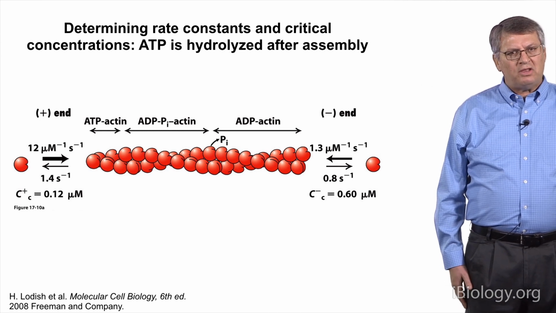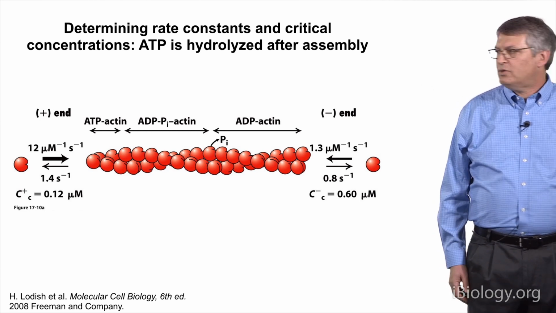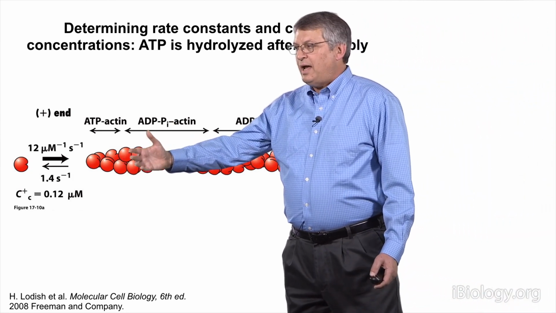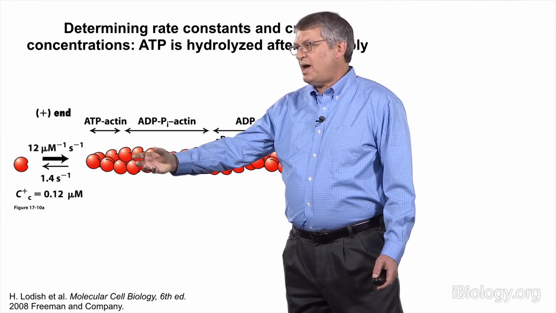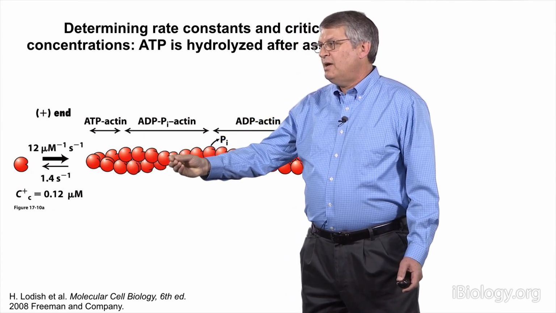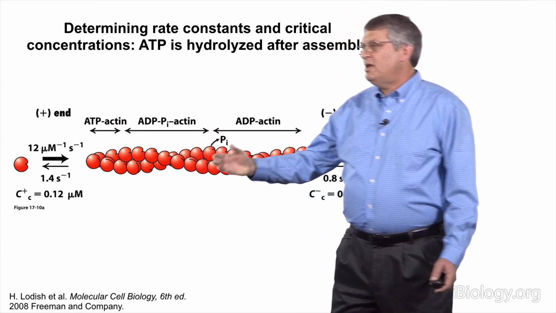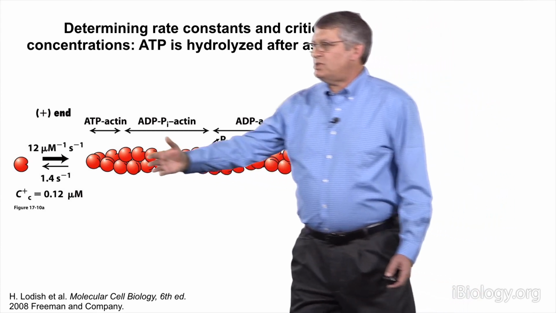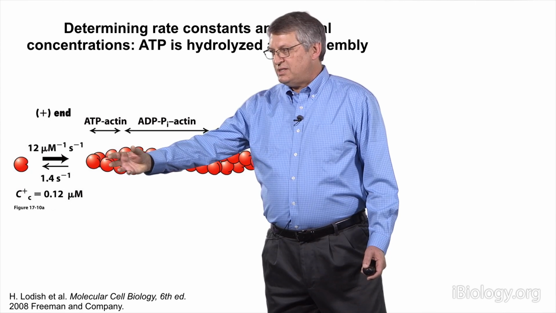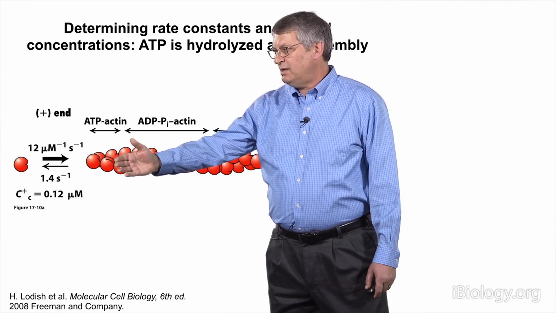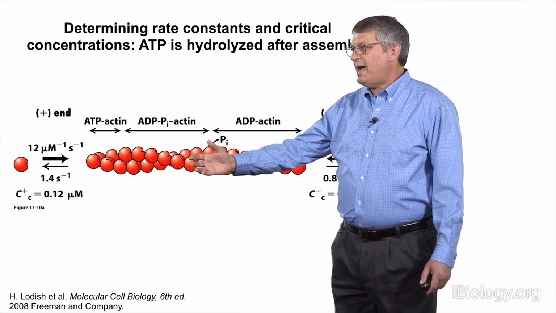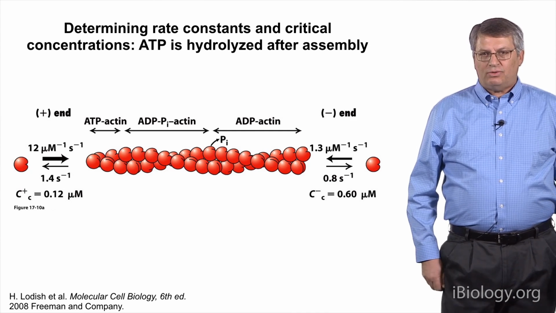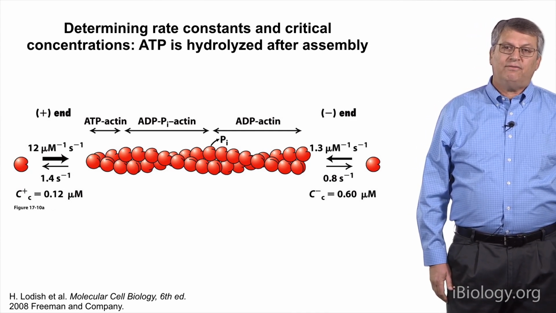We also know from the work of others, Pantaloni and Carlier, for example, that when actin assembles, it assembles as ATP actin, and then the assembly triggers the hydrolysis of ATP to ADP, and then there's a delay, and then there's the release of the inorganic phosphate, and one then has ADP actin. So as one looks through an actin filament, the most recently assembled part of the filament is ATP actin, and then there's sort of a gradient to ADP-Pi actin, and the oldest part of the actin is ADP actin, and that has very important consequences for the regulation of the turnover of the actin filament.